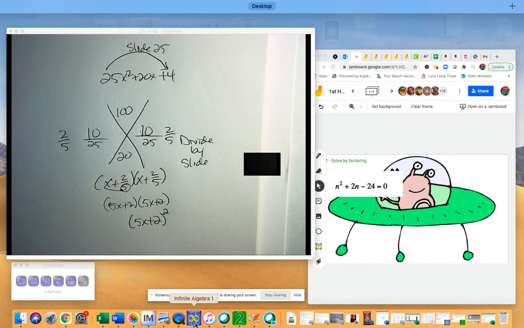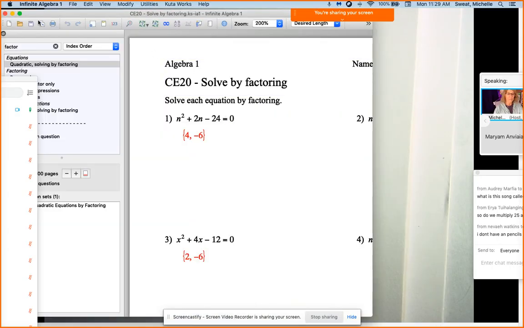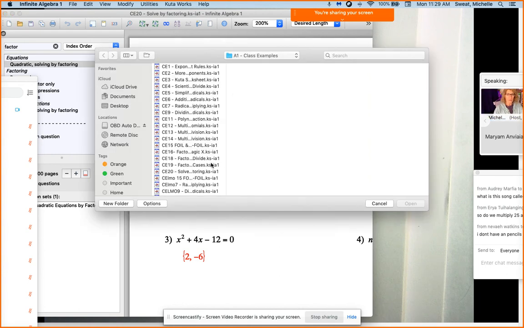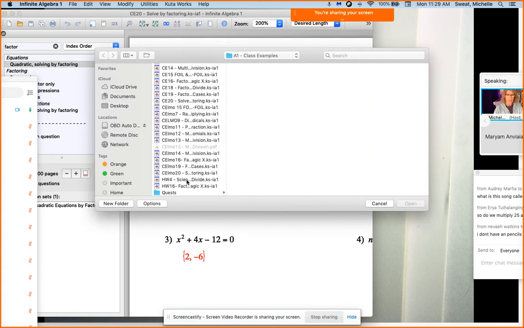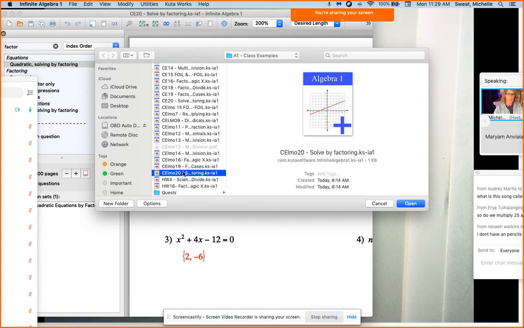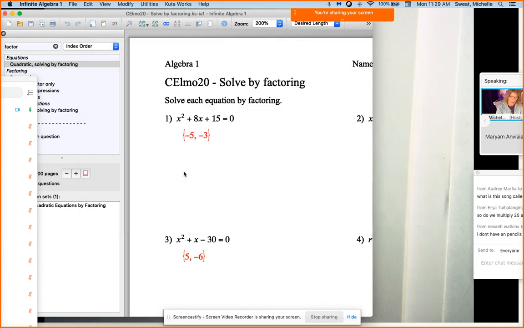Okay, hang on, un momento. Open, Elmo, 20. I need to print some of these out, so let me just write a couple down.